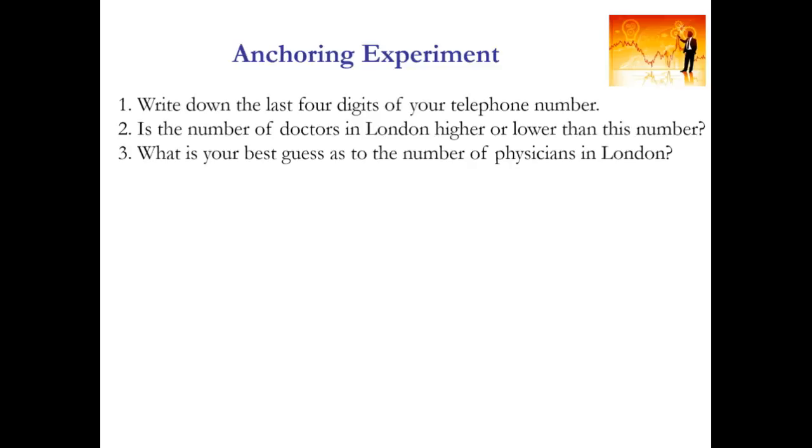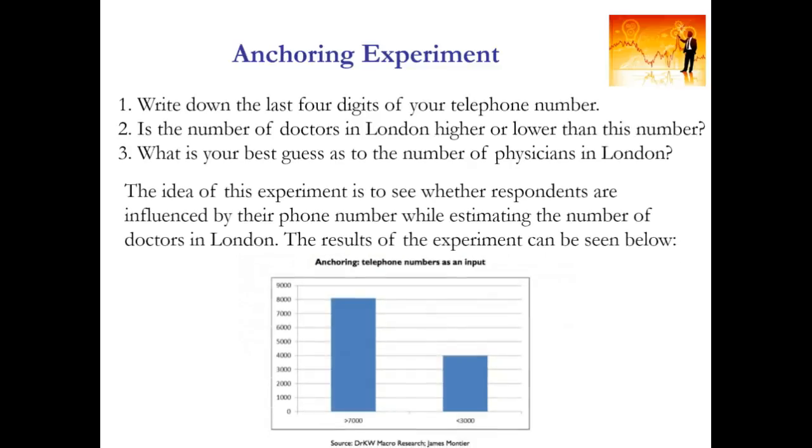Now, once you've got your particular answer, what we'll look at is what the academic evidence tells us about this particular example. So the idea of this experiment is that you were given irrelevant information up front. You're writing down the last 4 digits of your telephone number. But if there is evidence of an anchoring bias, what we find is that when people are making their best guess as to the number of physicians in London, they actually anchor themselves, or they use some of that past irrelevant information in terms of their decision-making process.